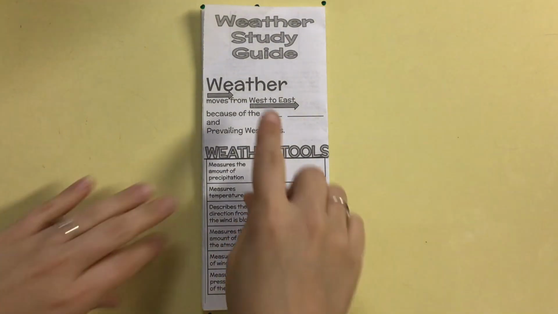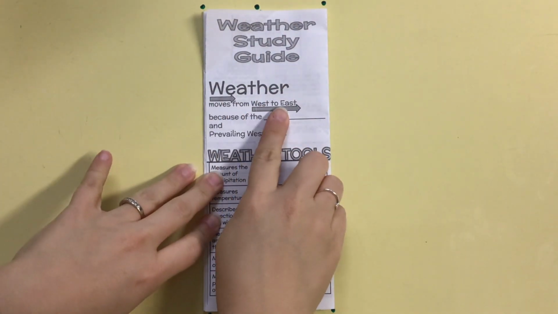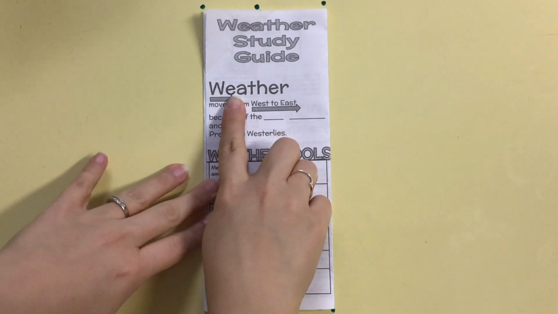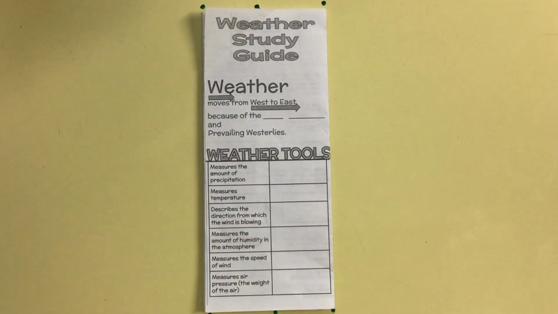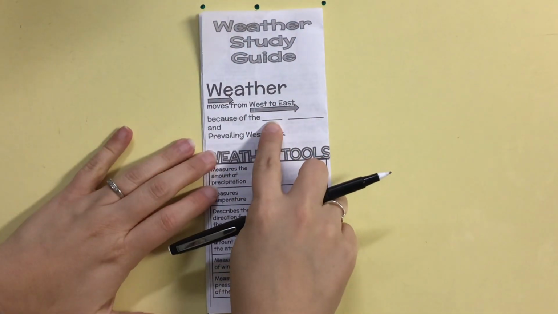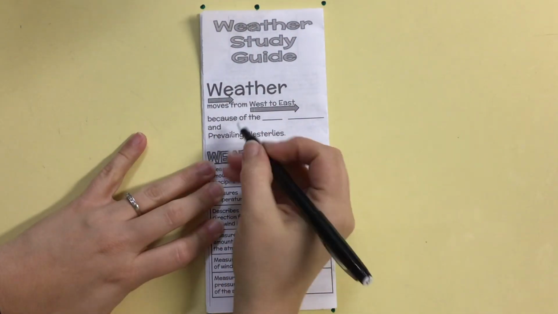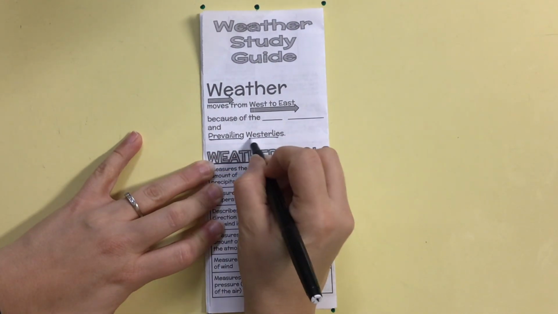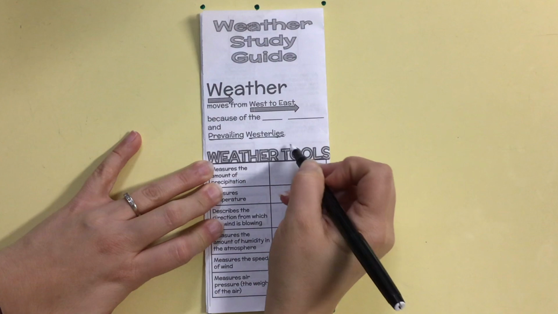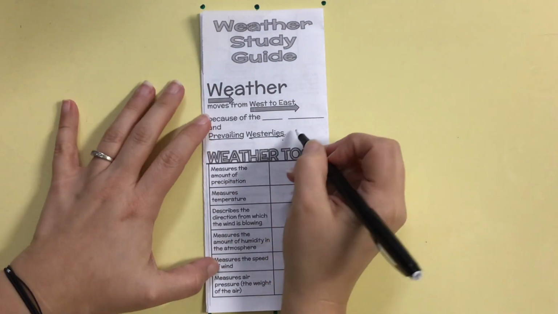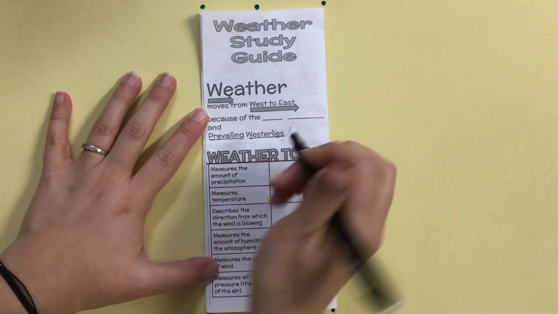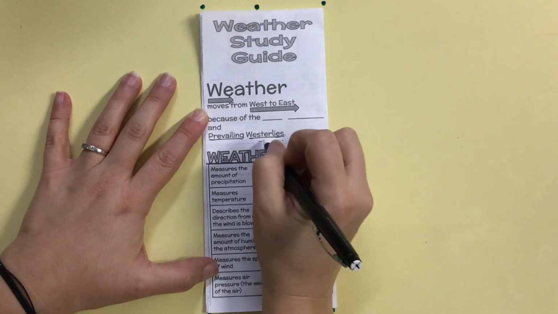All right, so weather moves from west to east. It tells us that in its name. Weather moves from west to east. There are two systems that move the weather from west to east. They are the jet stream and the prevailing westerlies. Prevailing westerlies is a global wind pattern. We have not quite given this the attention that it needs, but it is another weather pattern, a global wind pattern, that moves our weather from west to east.